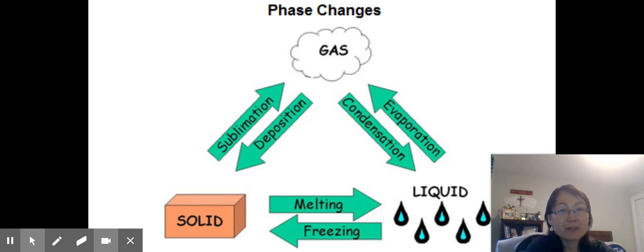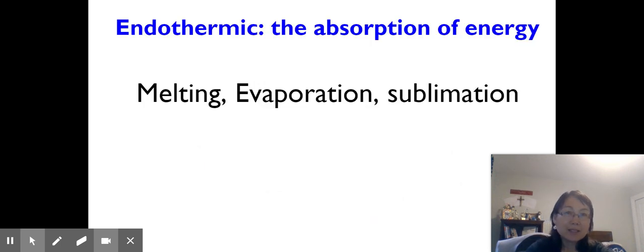Okay, how can objects change from one state to another? It's really because they either absorb energy or release energy. Okay, it's really heating it up or cooling it down, right? So there are two new vocabularies for you. One is called endothermic. Endothermic is talking about a process that absorbs energy. Okay, endothermic. Thermic means some kind of heat, right? Endothermic means it needs energy.